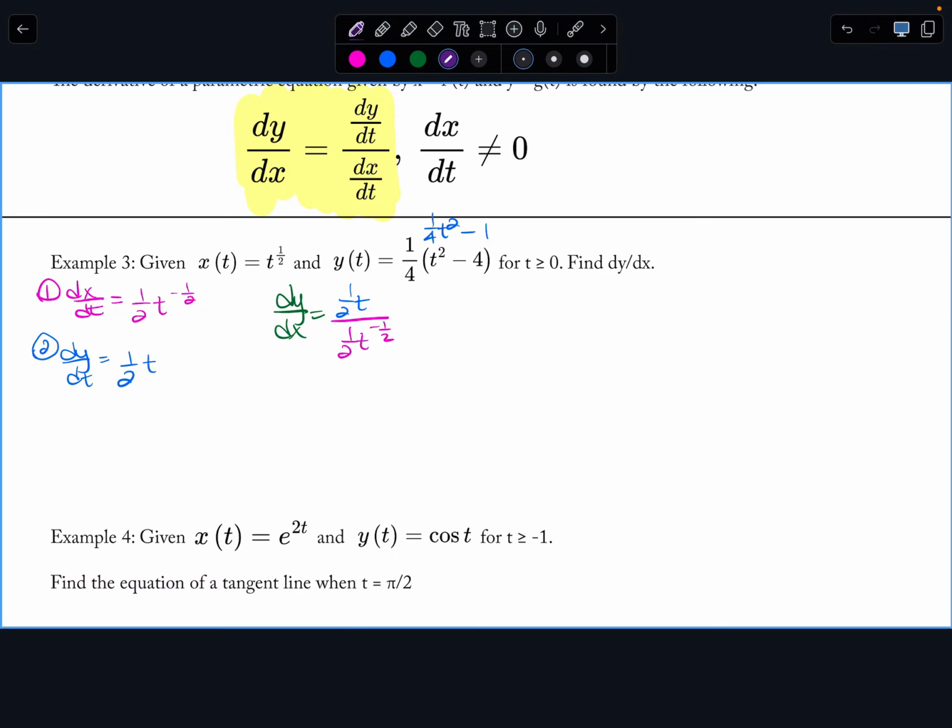My 1/2s cancel out. My rules of exponents tell me that's t to the first minus a negative 1/2, which is t to the 3/2. So dy dx is t to the 3/2 power.